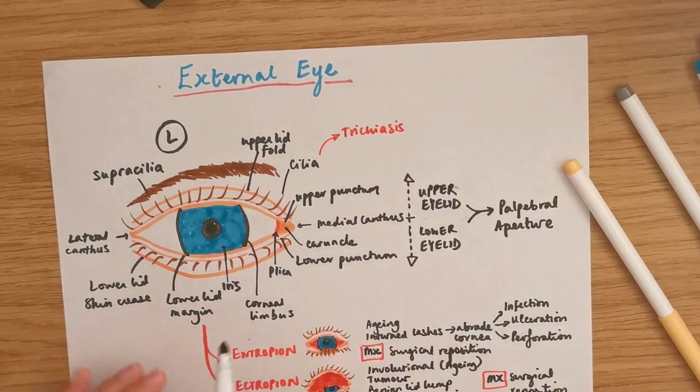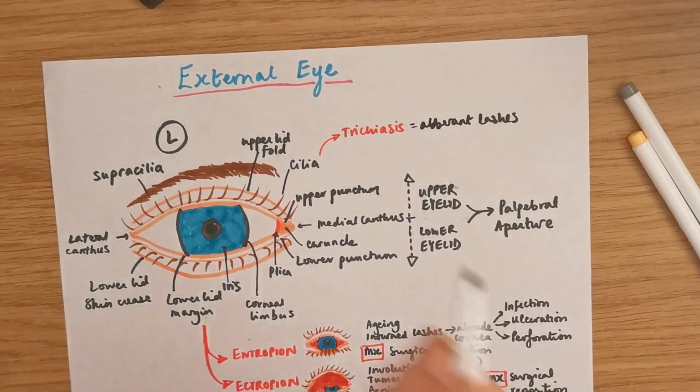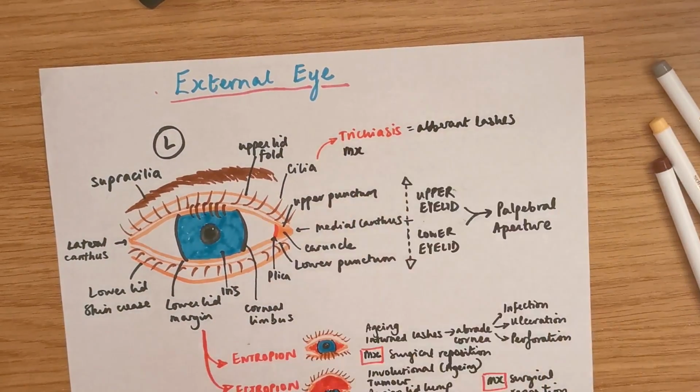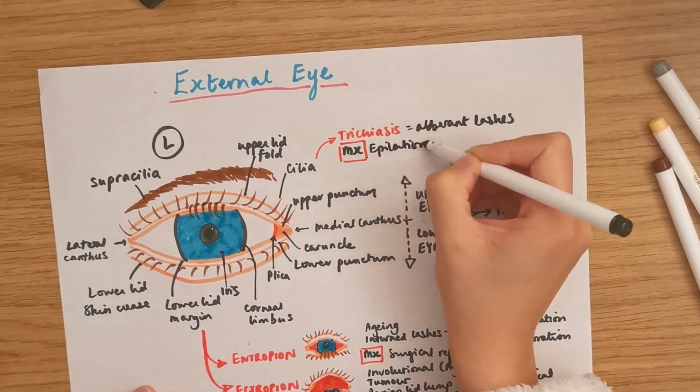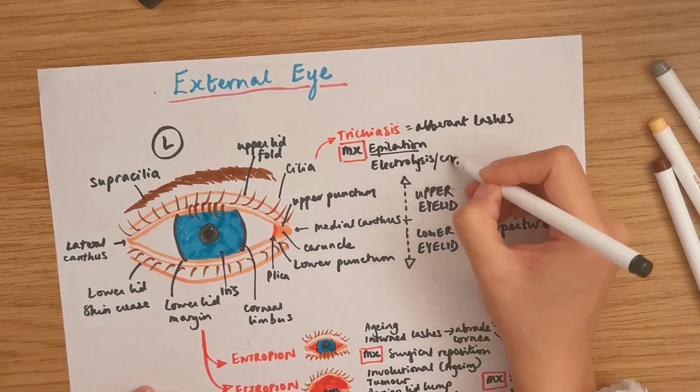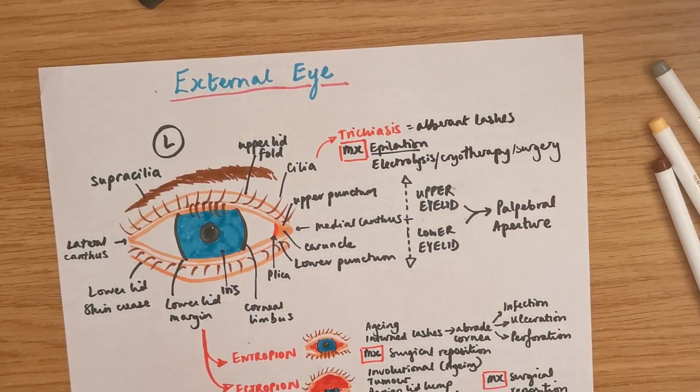So moving on to the eyelashes, you can get trichiasis, which literally is just lashes that have grown in the wrong direction. And you treat with epilation, which is literally plucking, and you're likely to have a recurrence of trichiasis. Other options involve surgery to destroy lash follicles, which are more permanent treatments.